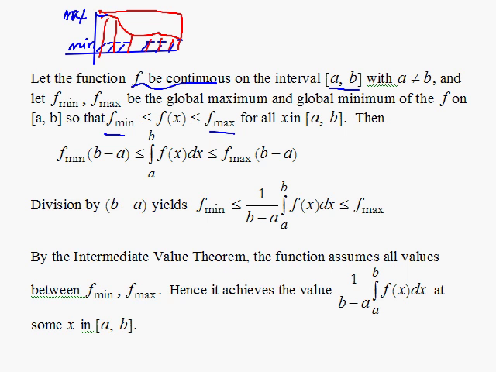Now divide by b minus a, which is why we need a not equal to b, and I have f min is less than or equal to 1 over b minus a times the integral from a to b of f of x, which is less than or equal to f max. Now, by the intermediate value theorem, the function assumes all values between the minimum and the maximum. So if this value lies between the minimum and the maximum, which it does by our construction, then the function achieves this value at some x in the interval a, b. That's what the intermediate value theorem says.